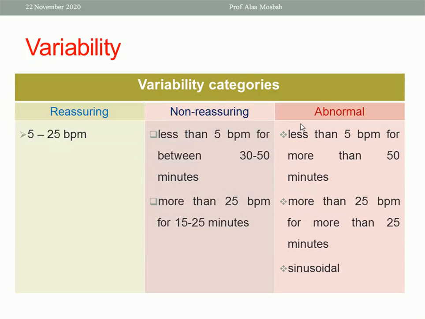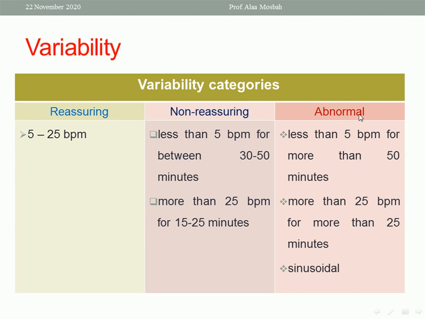So according to variability, we can categorize our patient as reassuring, non-reassuring, or abnormal. If it is between 5 to 25 beats per minute, it is reassuring. If less than 5 beats per minute for 30 to 50 minutes, it is non-reassuring. Also, it is non-reassuring if more than 25 beats per minute for 15 to 25 minutes. Okay?